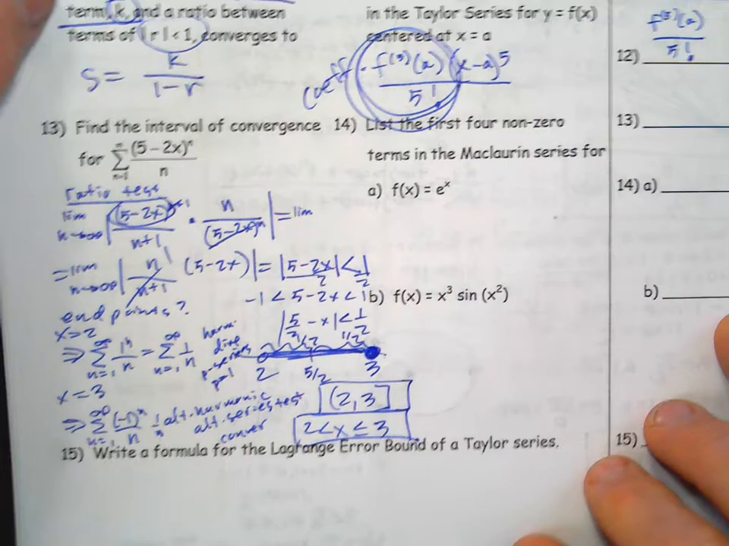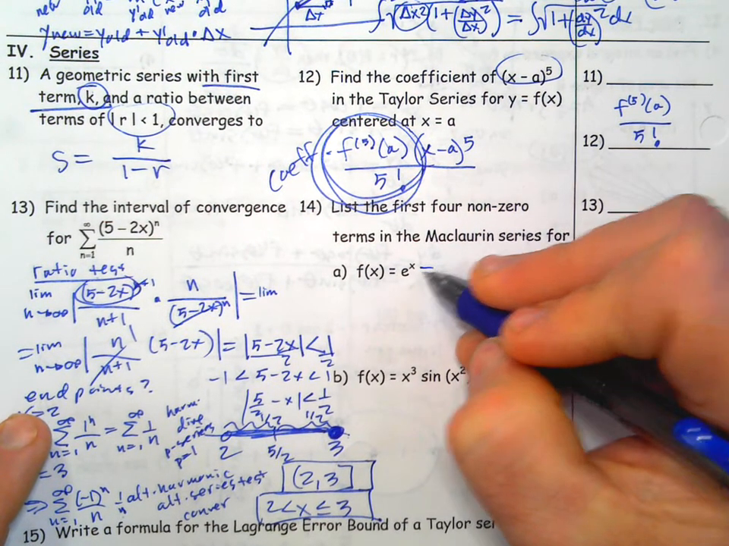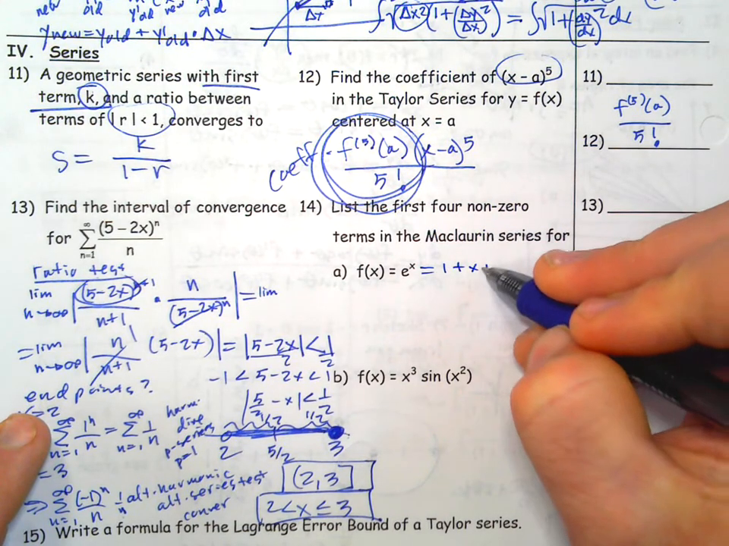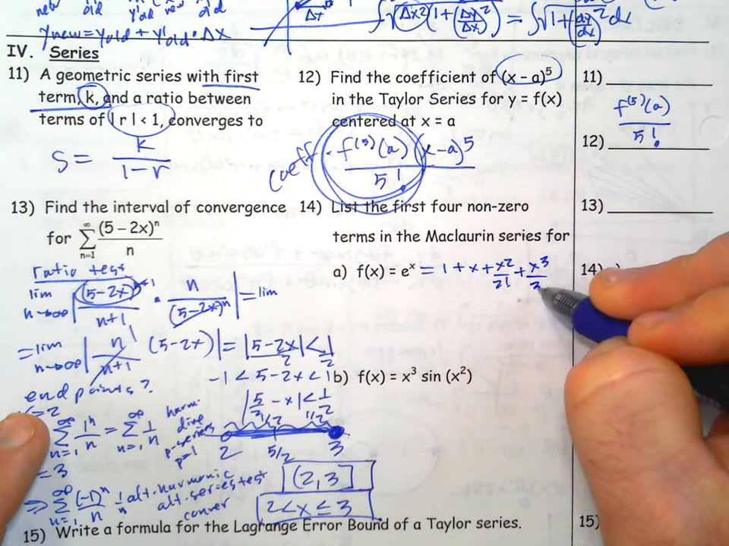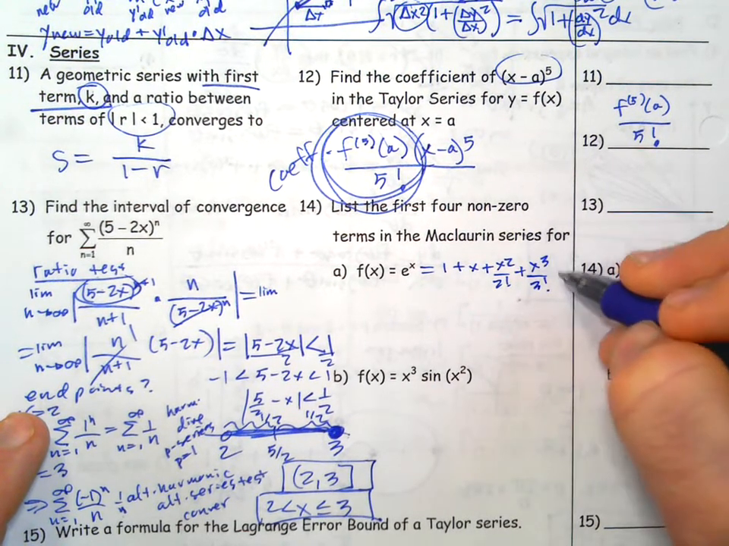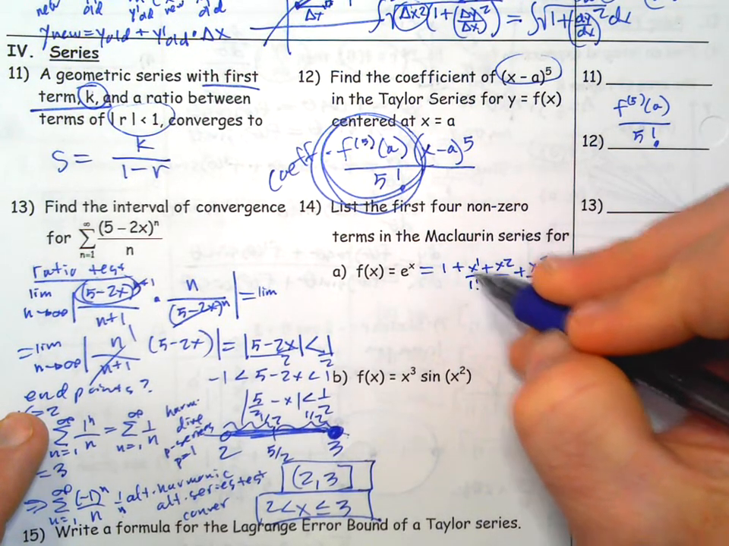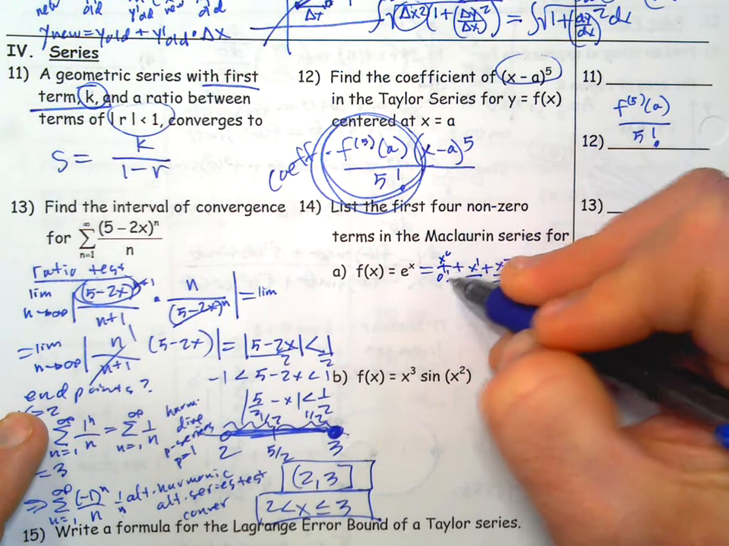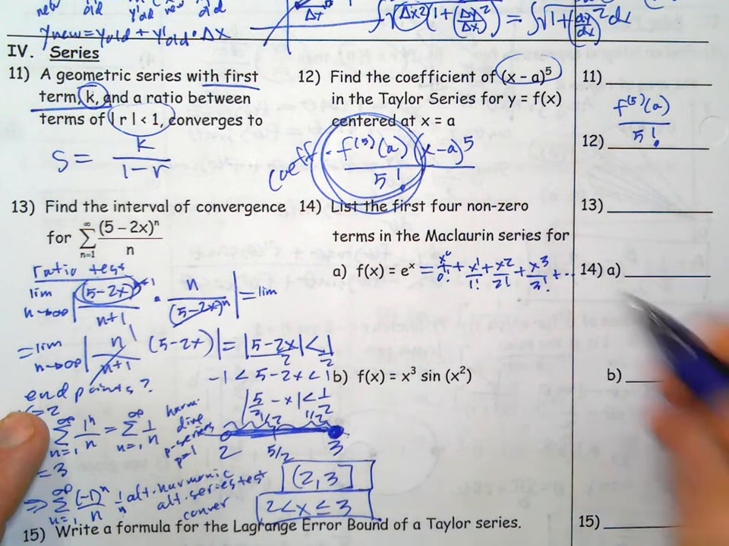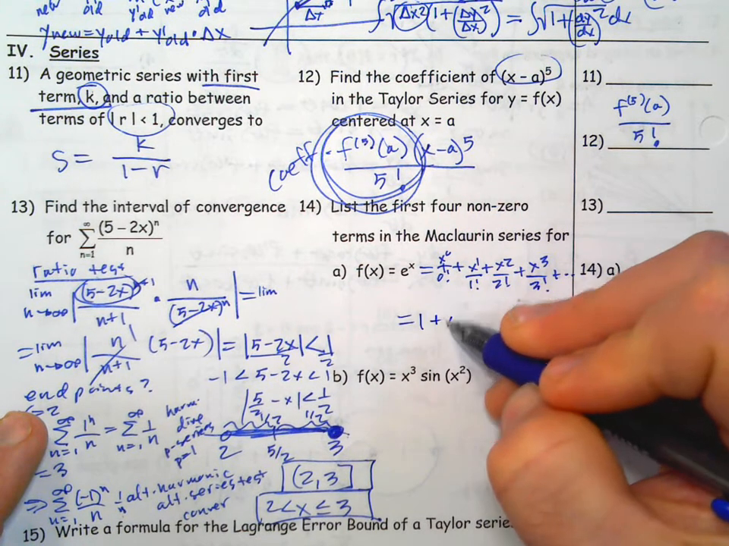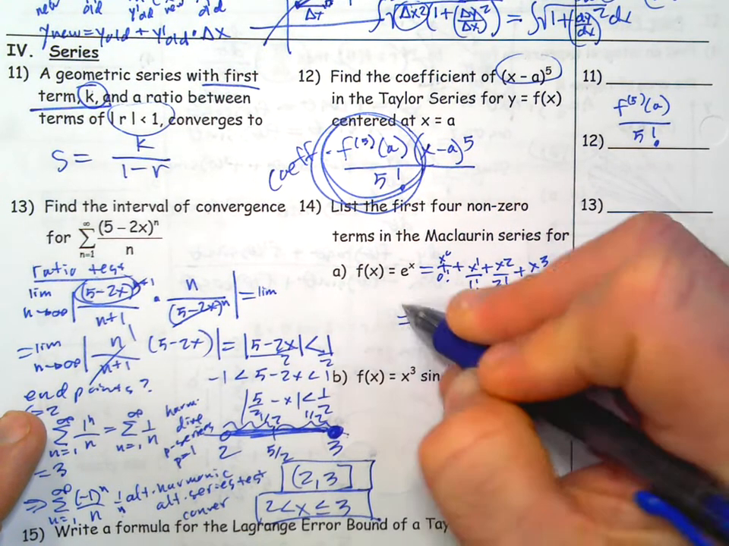14, list the 4 non-zero terms of the Maclaurin series. So this is just testing. If you remember the Maclaurin series for e to the x, it's 1 plus x plus x squared over 2 factorial plus x cubed over 3 factorial and on, right? And this is actually x to the 1 over 1 factorial, and this is x to the 0 over 0 factorial. So it's this pattern. You don't need to memorize separate terms. It's one big pattern. So the answer is going to be 1 plus x plus x squared over 2 plus x cubed over 6 for that one.